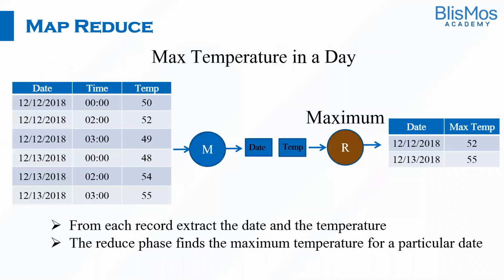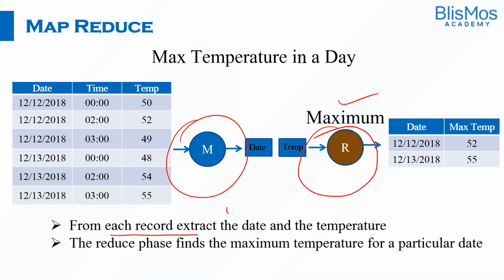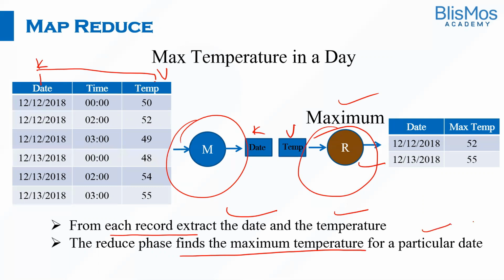How do we do that? If we have to apply the map and reduce logic, what will we do? What we will do is from each record, extract the date and the temperature. So all we need is date and the temperature. This will be the key. This will be the value, key value. At the reduce phase, find the maximum temperature for a particular date.